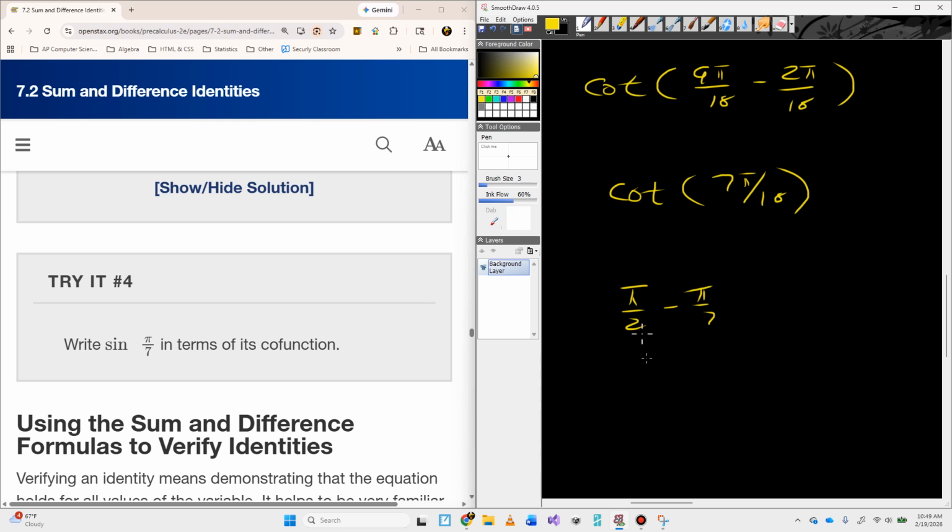So we multiply 7 here, so that's 7 pi over 14. 2 here, that's 2 pi over 14. That's going to be 5 pi over 14. So the cosine of 5 pi over 14 is equivalent to the sine of pi over 7. They are cofunctions.